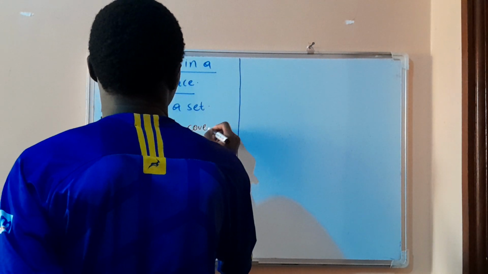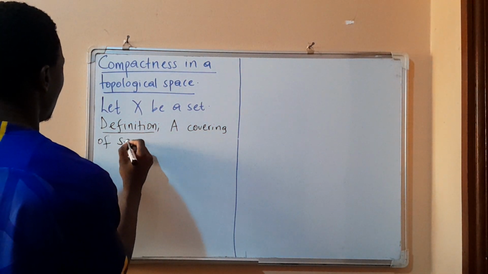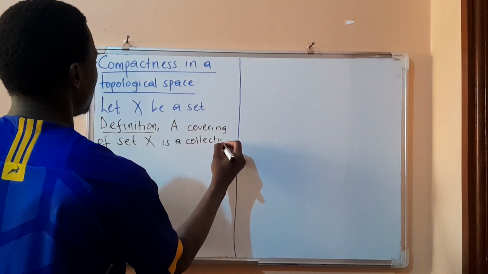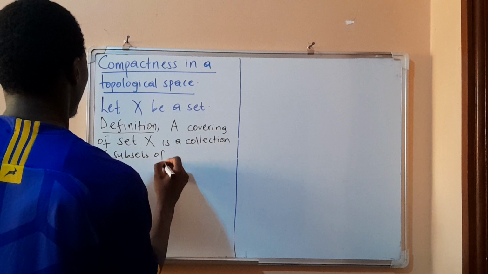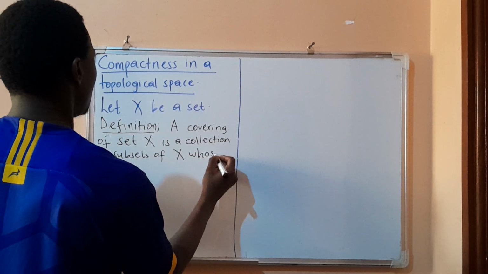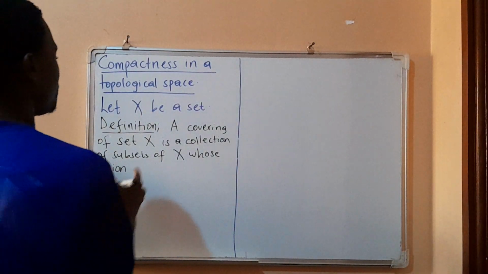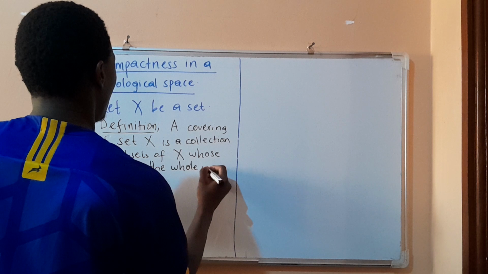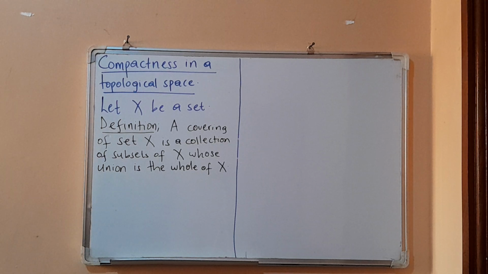A covering of set X is a collection of subsets of X whose union is the whole of X. A collection of subsets of X whose union is the whole of X. So that is a covering.